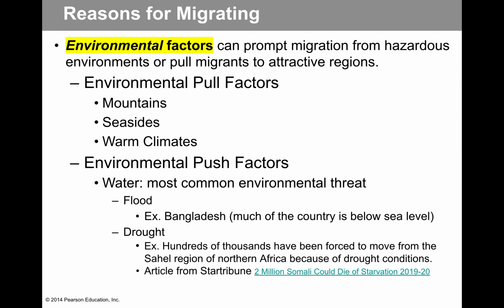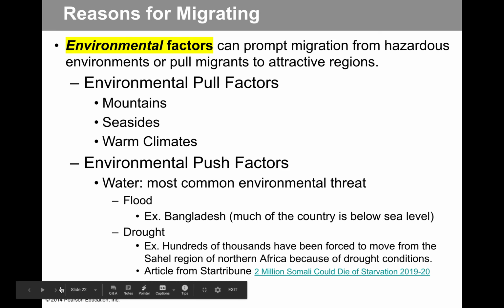Environmental push factors can be natural disasters such as flooding or drought, as we can see with Bangladesh, a country with a very large population that ranks in the top 10 most populous countries, and much of the country is below sea level. Or we see the drought conditions in the Sahel desert region of North Africa, and in Somalia, most recently in 2019, 22 million migrated because of starvation.